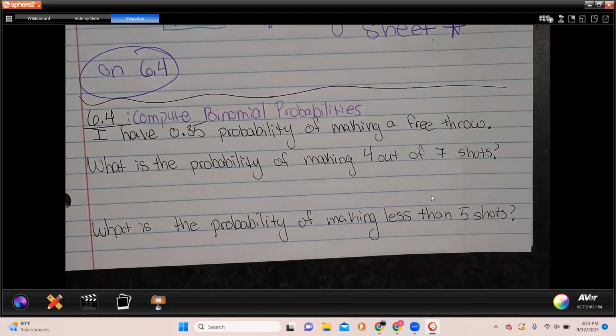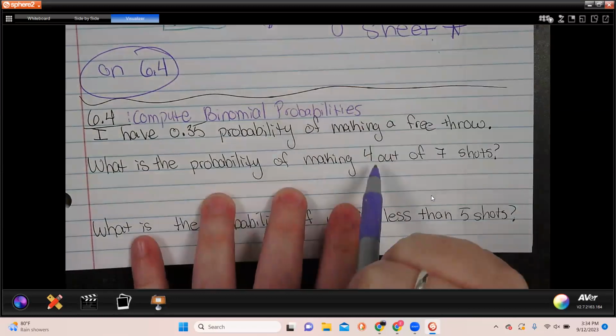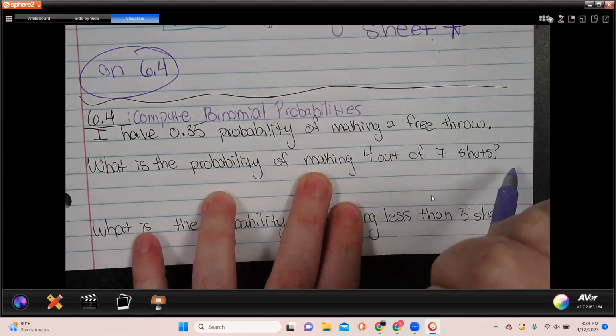I've come back for 6.4. 6.4 is about computing binomial probabilities. So I have this situation set up. I have a 0.35 probability of making a free throw, which is about right. 35% chance for Miss Clem. Yeah, I'm not very good at basketball. So I want to know, what is the probability of making 4 out of 7 shots?